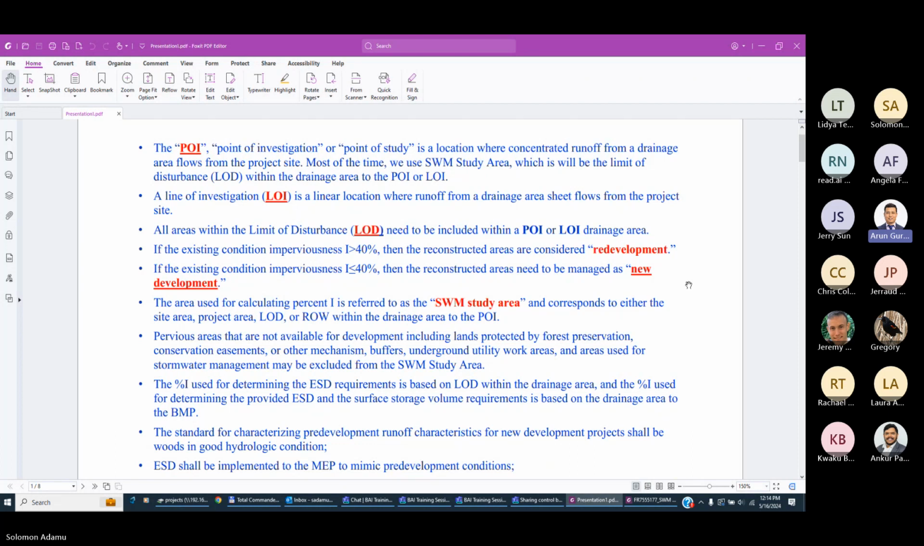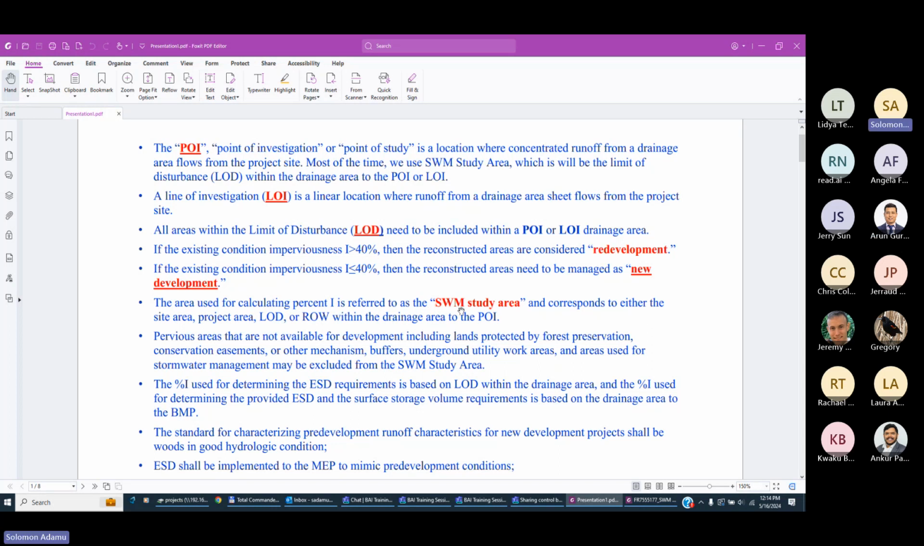I want to add a few things here. Your impervious area percentage is for each POI, it's not for the entire project. So what I mean to say is for a single project, there might be POIs which are classified as redevelopment, while other POIs can be classified as new development. Depending on which classification your POI falls into, you'll have different stormwater management requirements, which Solomon will go through in our next slide.